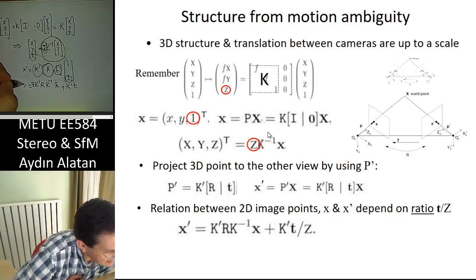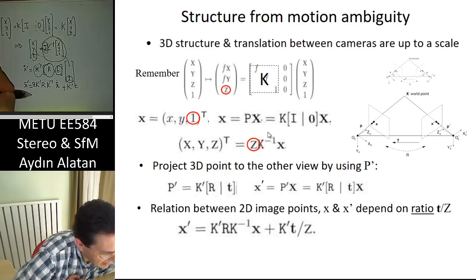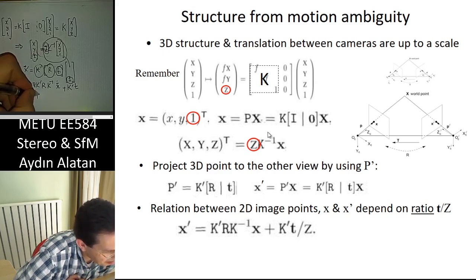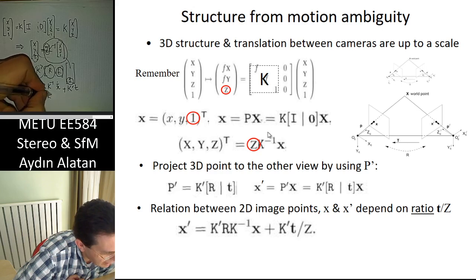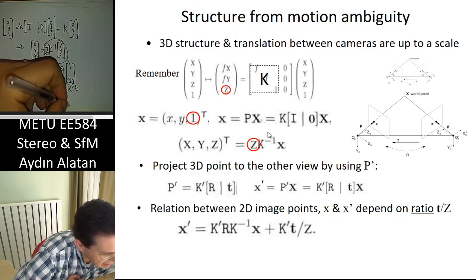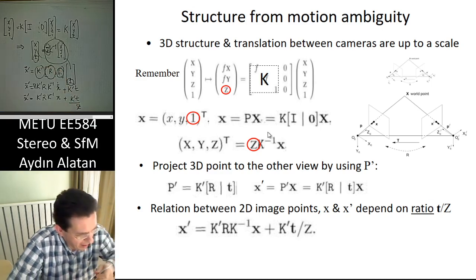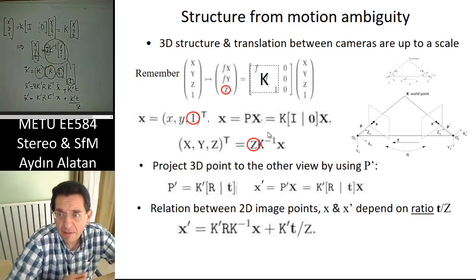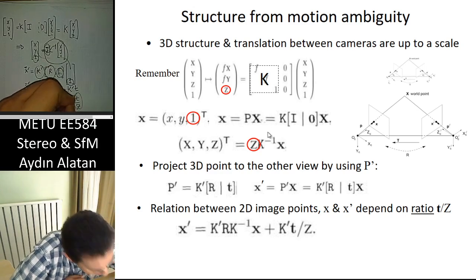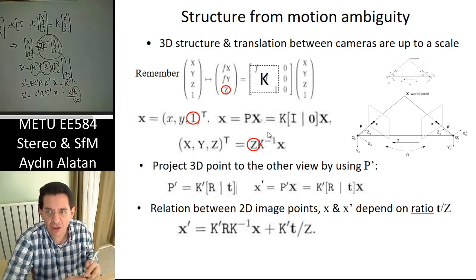Now, on the other side, I have again the 2D point here. This is homogeneous, therefore I can divide everything by Z, and I obtain K prime R K inverse x. This is x prime, still homogeneous, dividing doesn't matter, and you obtain K prime T divided by Z. Now, this is the crucial part. This is a ratio.